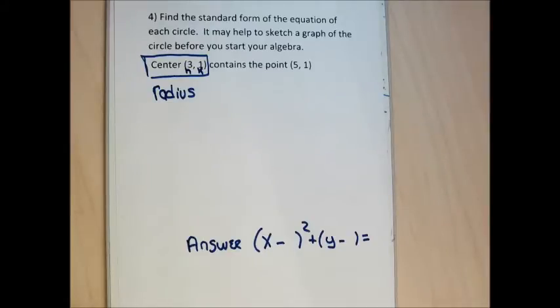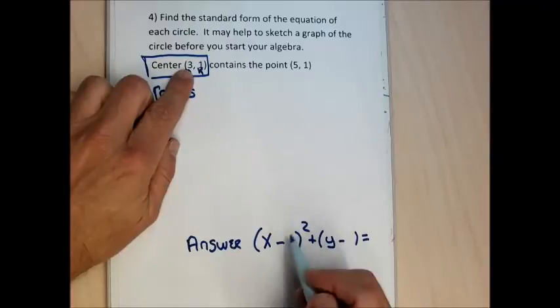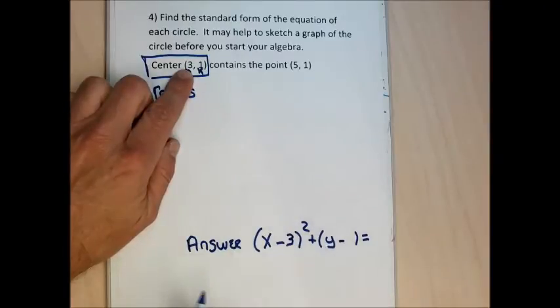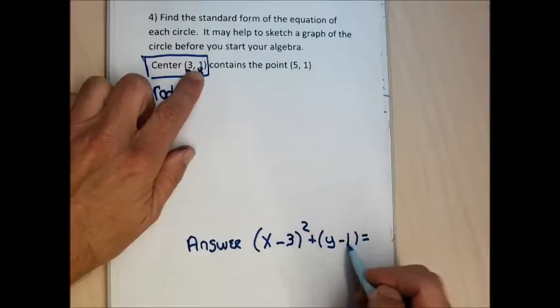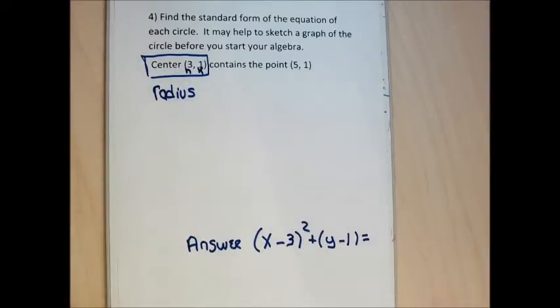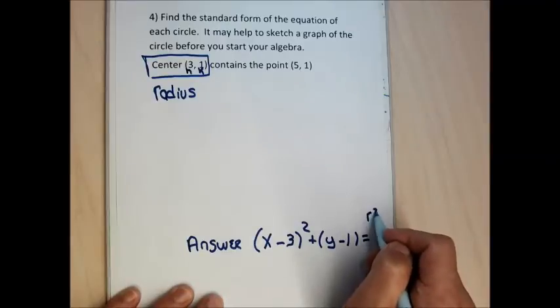Well, the left-hand side is easy for me because I know the center of the circle, and what goes in the first parentheses is the x-coordinate of the center of the circle, which is a 3. What goes in the second parentheses on the left side is the y-coordinate of the center of the circle, which is 1. The only thing I need to do to finish this problem up is to get the number for the right-hand side, and the right-hand side isn't just the radius, it's the radius squared.